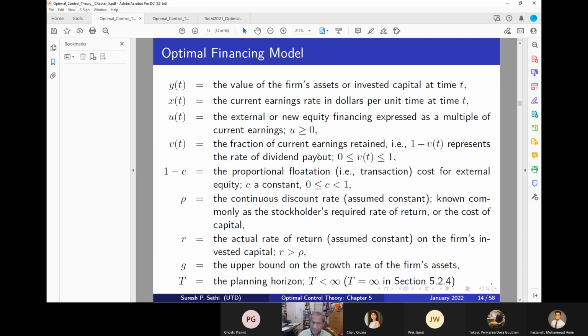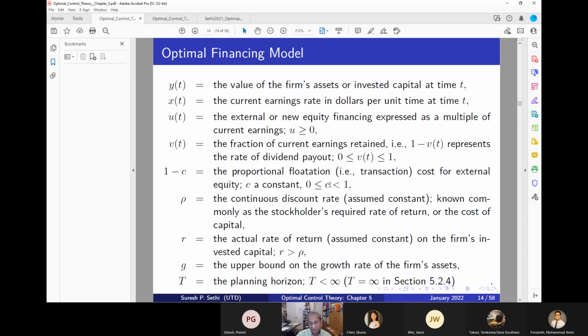So a company has two sources of financing, internal and external. And it pays out dividend. And when it does the external financing, it pays a cost. It's called the flotation cost or the transaction cost for external equity. So, the way I do it is that I keep the same notation as Crofts and Lee so that people can compare it. But 1 minus C is the cost. So what you get is C times whatever.